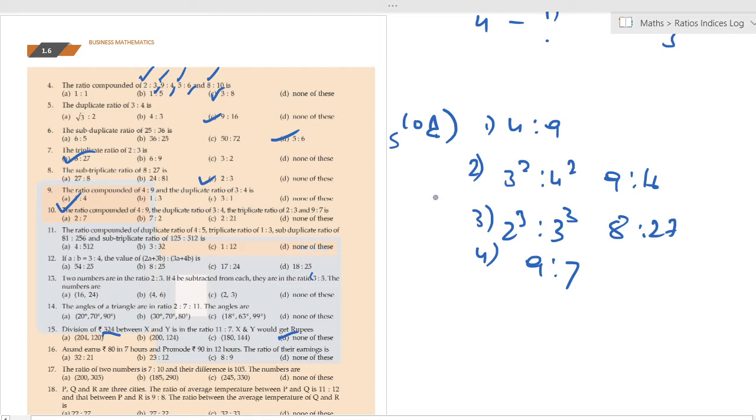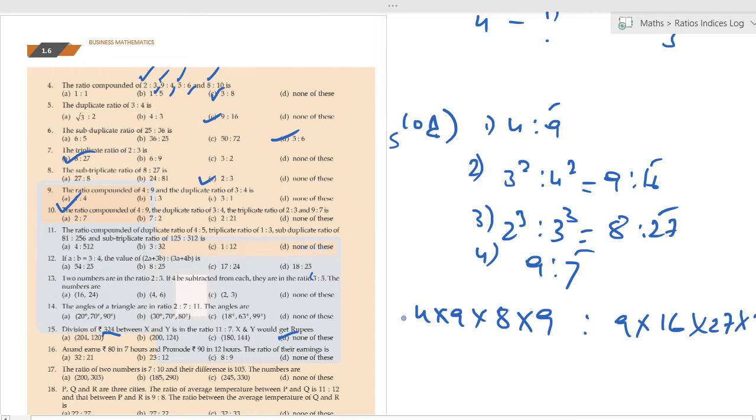So here what are we supposed to do? We need to multiply all the antecedents and multiply all the consequents. 4 into 9 into 8 into 9. These are all antecedents. 9, 16, 27, 7. 9 into 16 into 27 into 7 will be the consequent. So this is how you have to do. 11th one is also the same. You can do it. Okay. And next, 12th one.